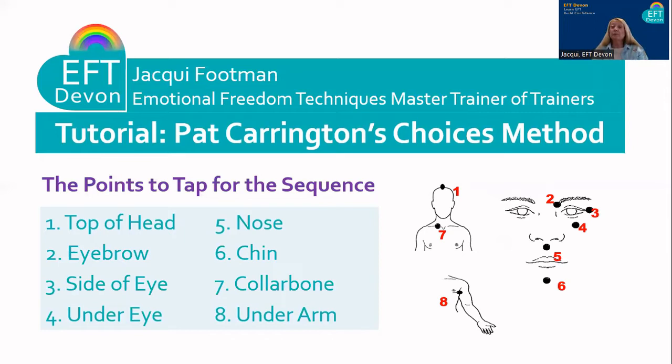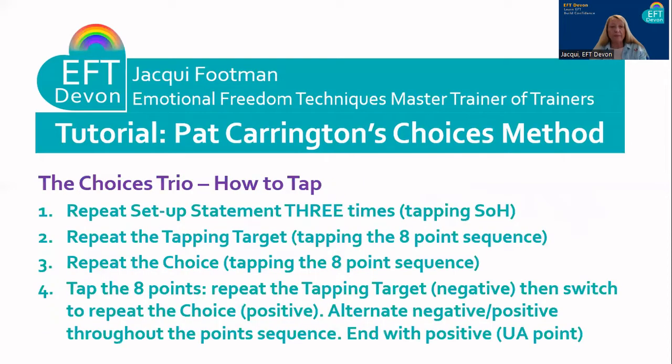8 points. And it's important to do all those 8, not to change them, because in one of the sequences, that even number is very important. So on to how we tap then.